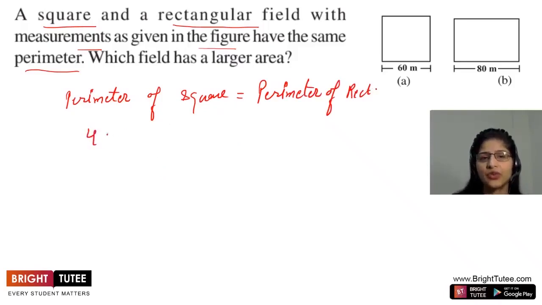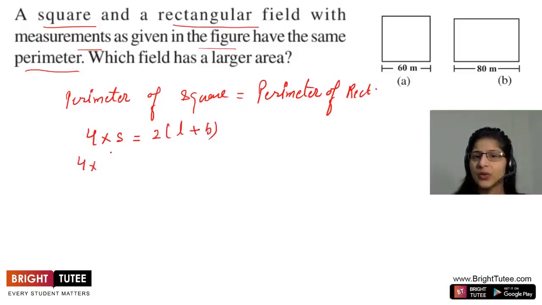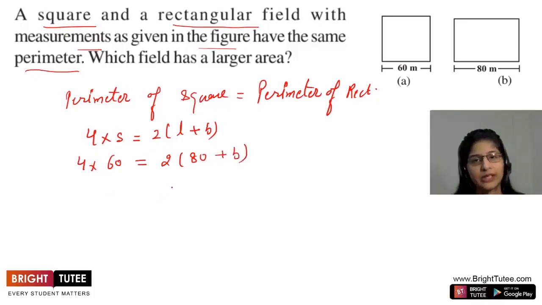Perimeter of square is 4 into side. Perimeter of rectangle is 2 into length plus breadth. We know 4 into the side of the square is given to us, that is 60. 2 into the length is given to us as 80, but we don't know the breadth. So can we find out breadth using this? Definitely we can find out.